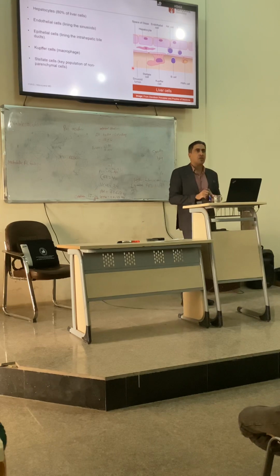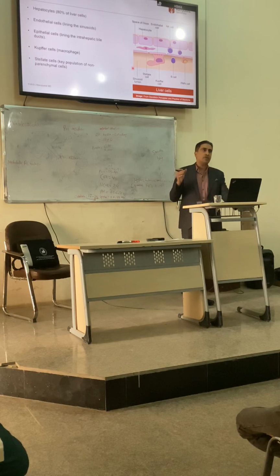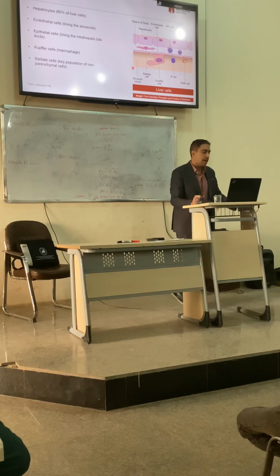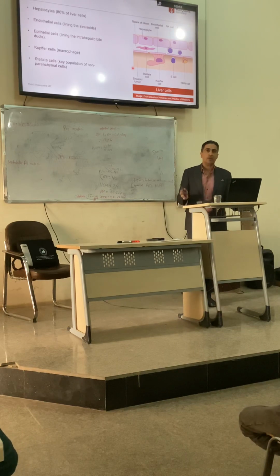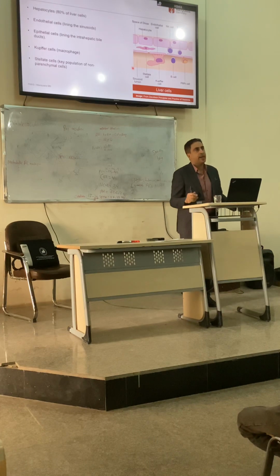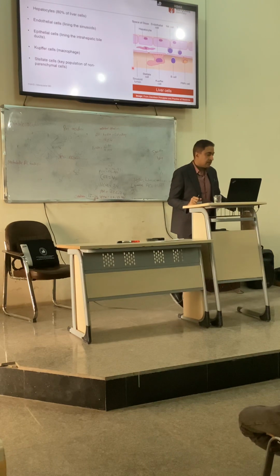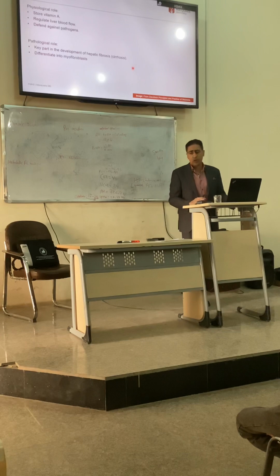What are the cells of the liver? The liver is composed mainly of hepatocytes, 80%, and endothelial cells, which line the sinusoid, as you can see here in the picture. And epithelial cells, which line the bile duct. This is the functional unit. And then there is what is called the Kupffer cell, which is the macrophage, the weapon of the army of the liver, and we have the stellate cell.